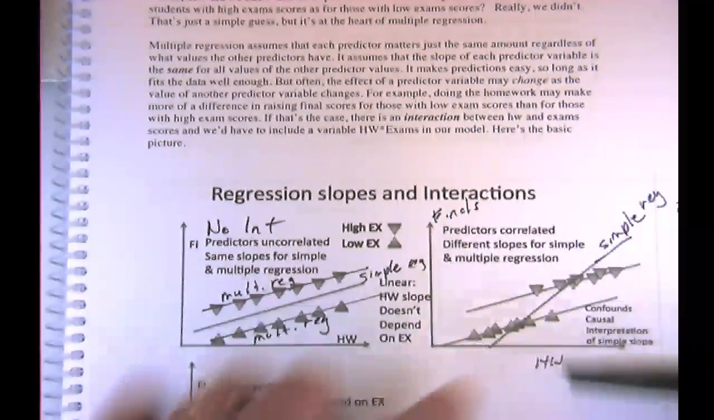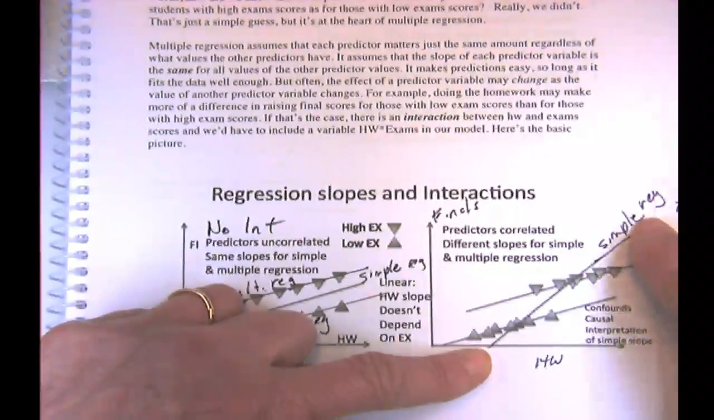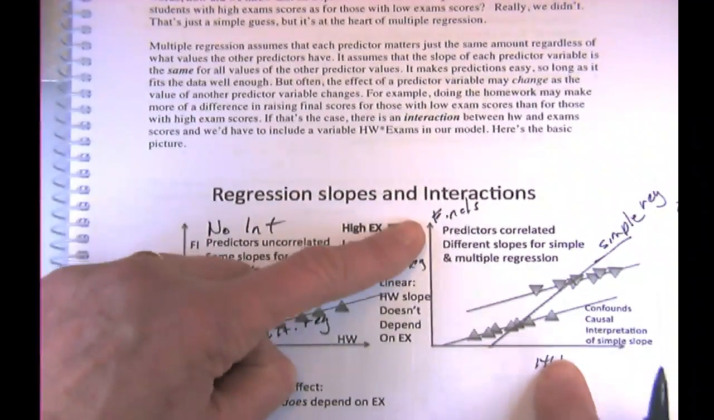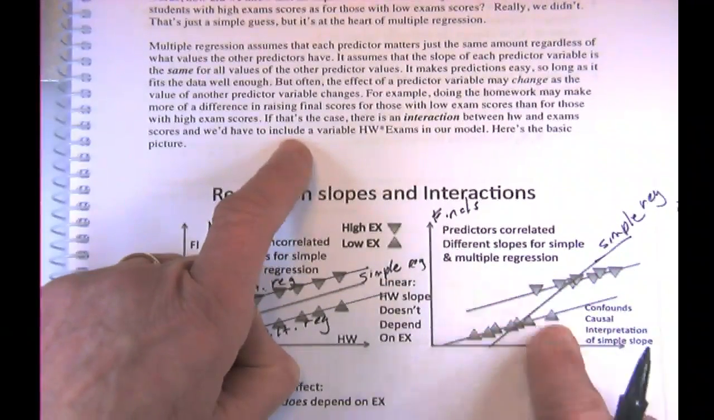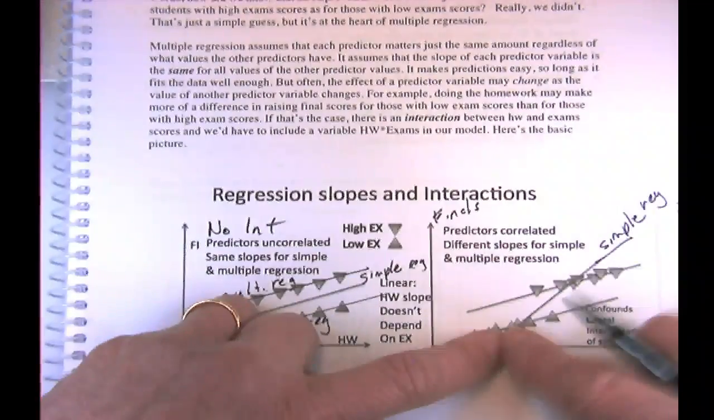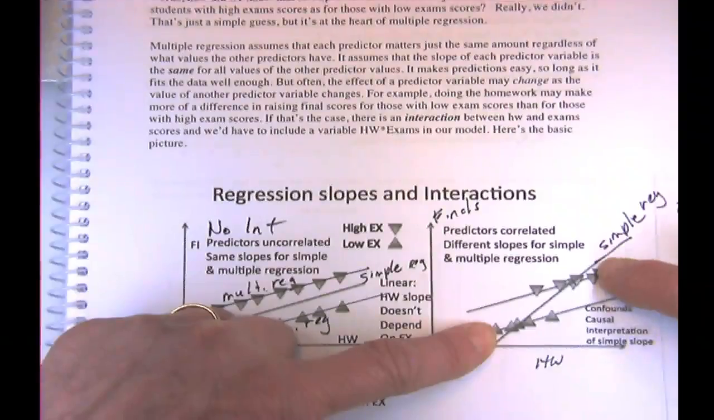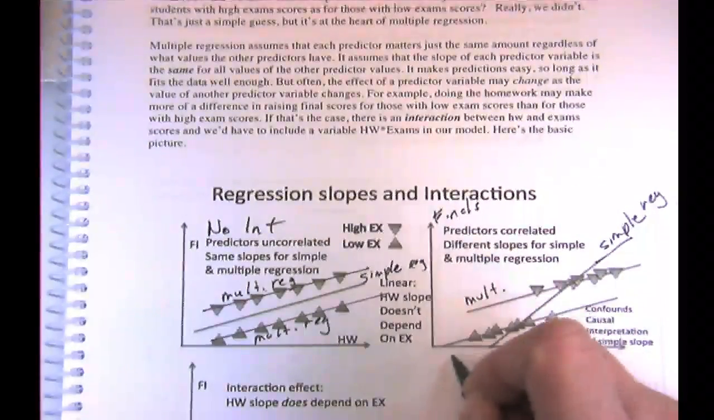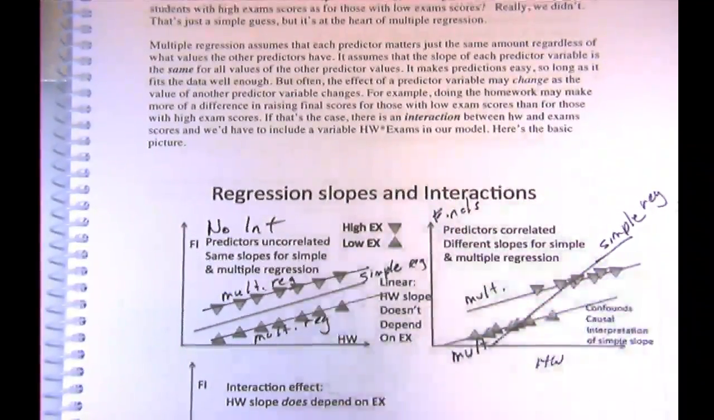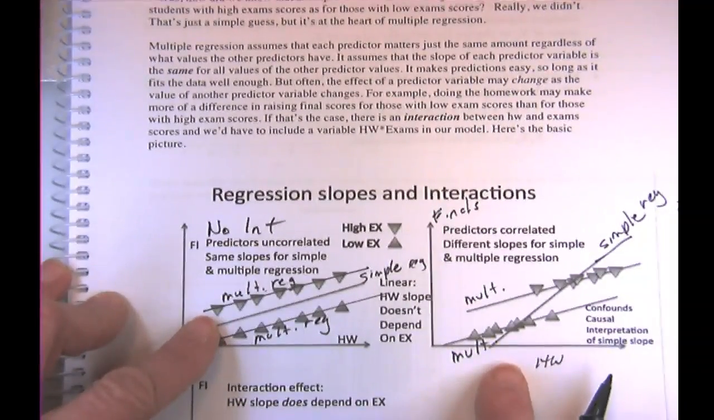If you just look at the simple regression, you can't tell how much of this effect of homework on finals is due to the homework. We can once we break it down, and how much is due to the confounded effect of the correlation between the homework and the exams. So this is your multiple, and this is your multiple, right? And in both these cases, the multiple would look like what?